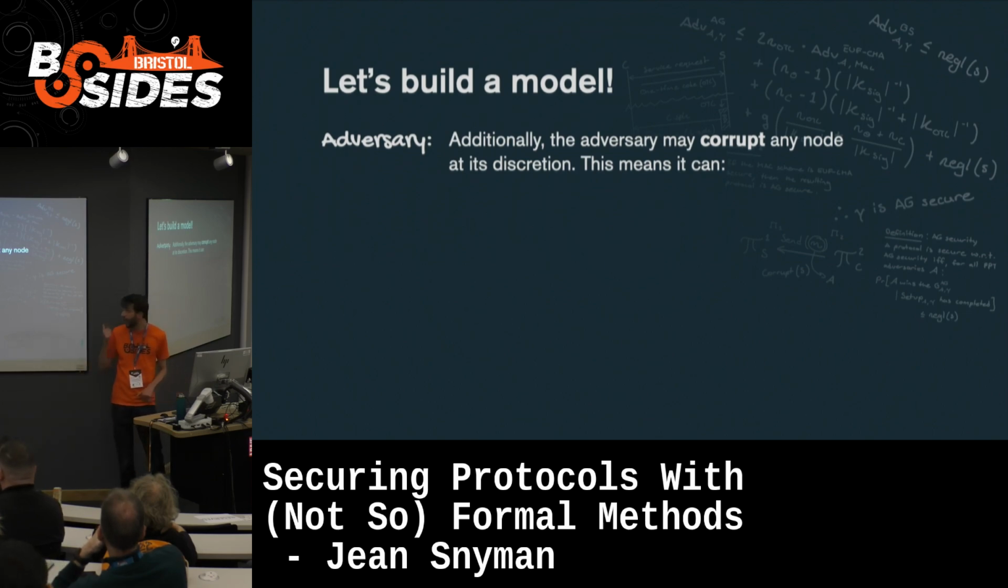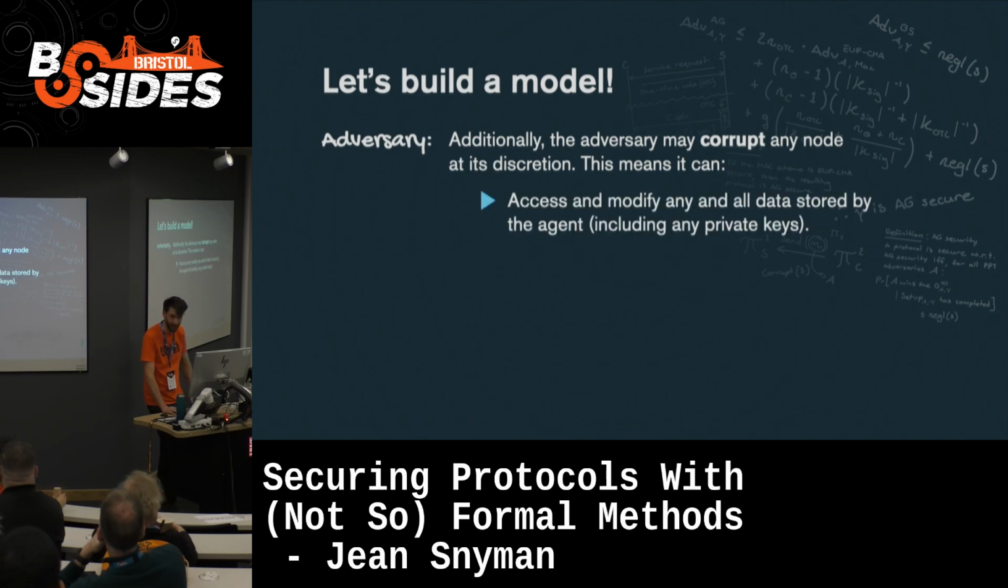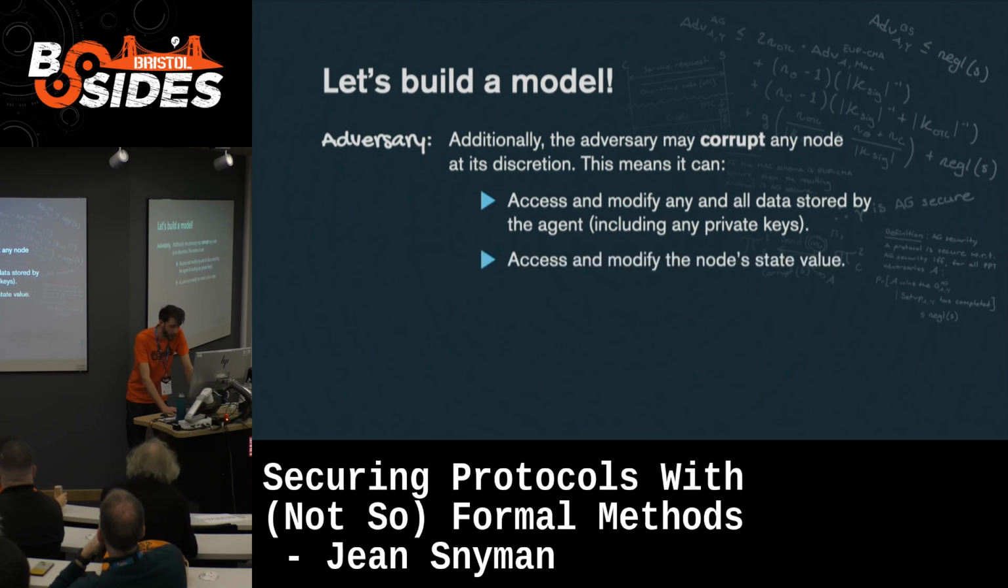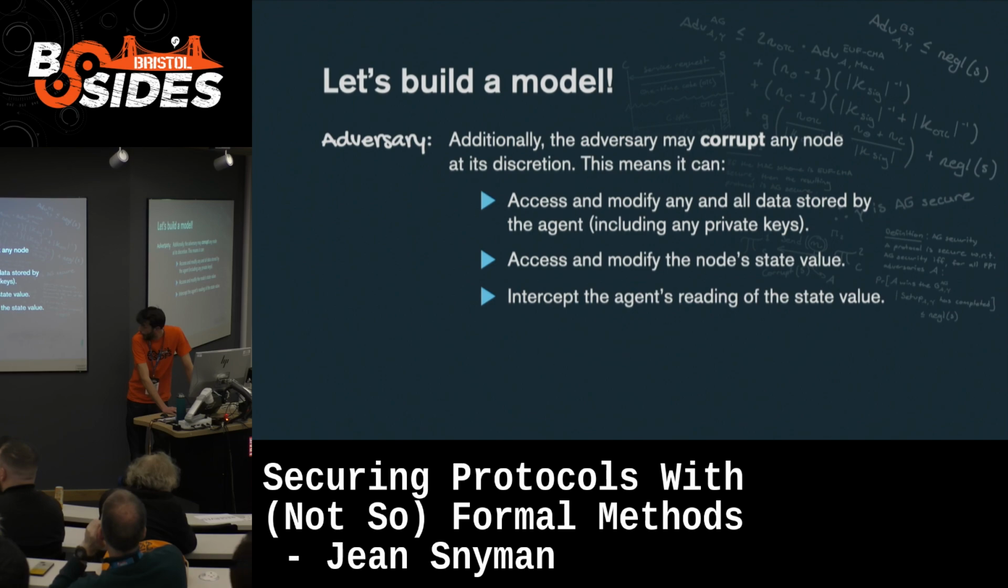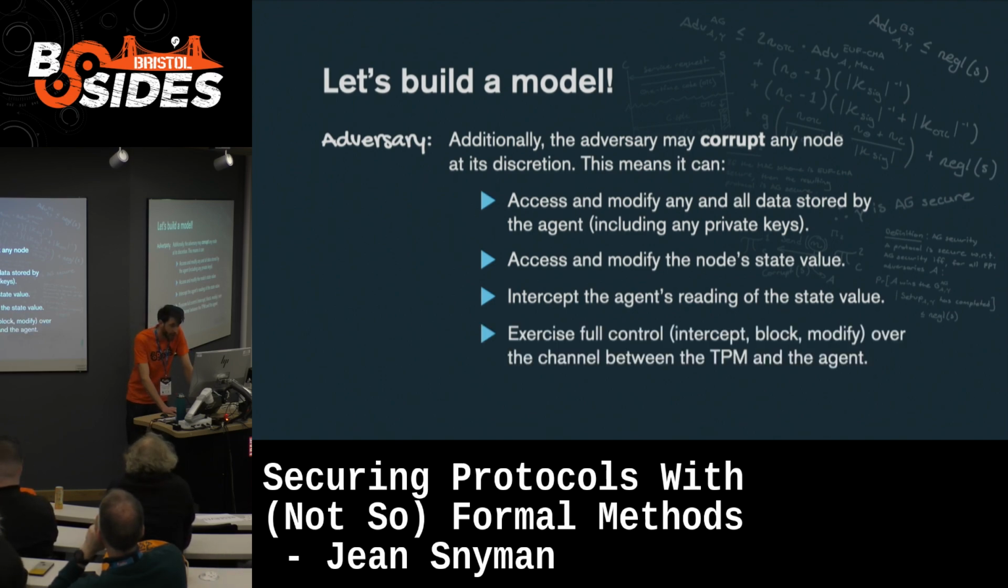But we're also going to add some additional capabilities to the adversary. The adversary may additionally corrupt a node at its discretion. This means that it can access or modify any and all data stored by the agent, including any private keys, access and modify the node state value, intercept the agent's reading of the state value, and exercise full control over the channel between the TPM and the agent.